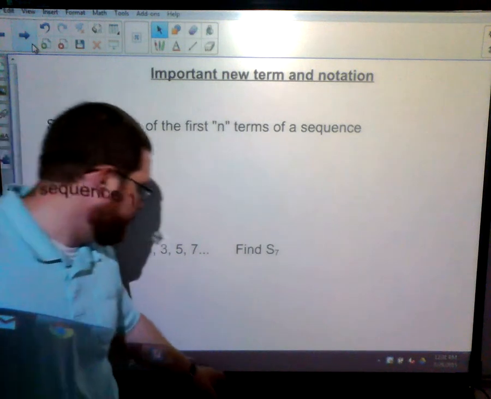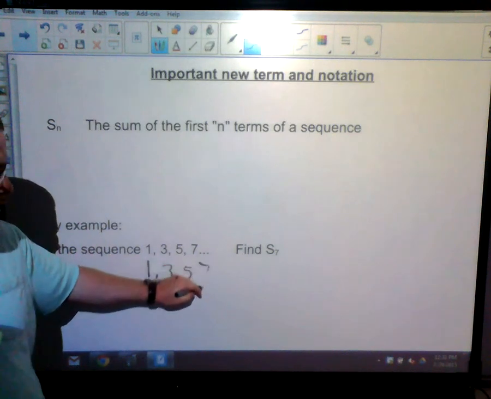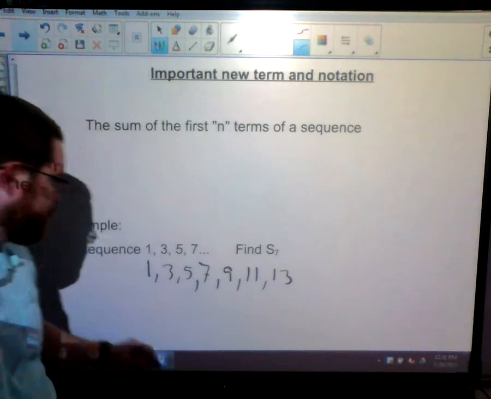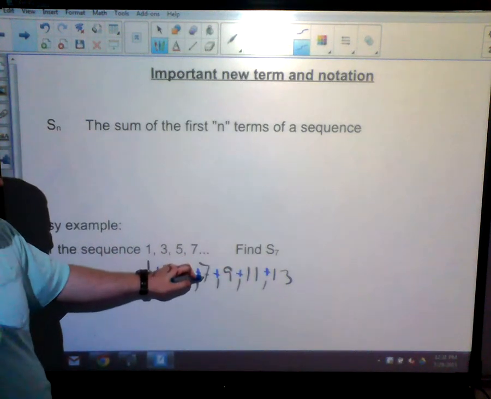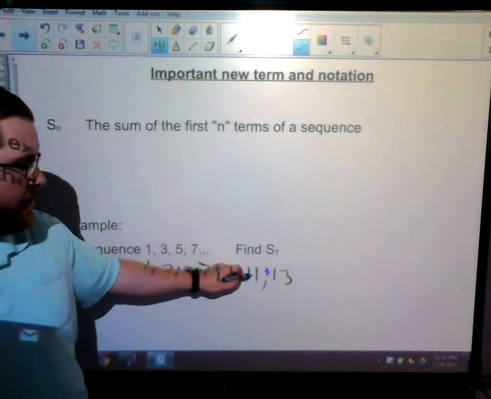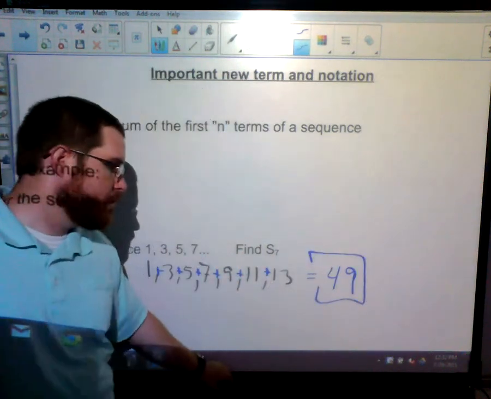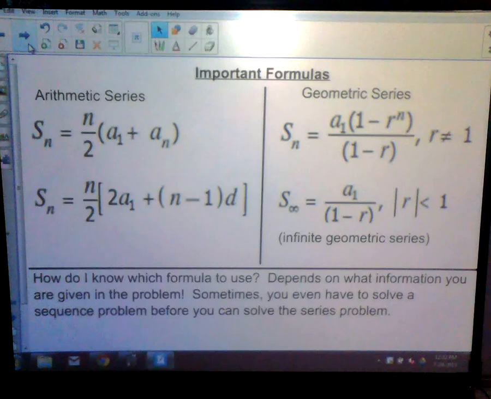So for an easy example, find S sub 7. Well, that means find the first 7 terms, 1, 3, 5, 7, 9, 11, and 13. And then add them all together. So add: 4, 9, 16, 25, 36, 49. So, are there any formulas to help with this? There sure are. So which formula do we use? It depends on what information I have. Sometimes you even have to solve a sequence problem before you can solve the series problem. And I'll give you these formula sheets in class.